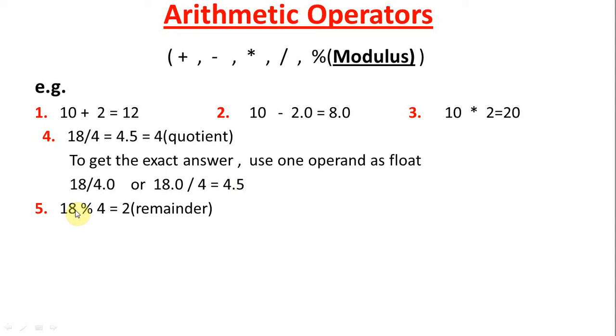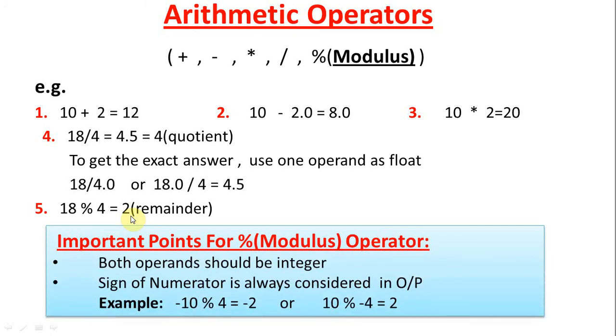Similarly, in the next example, I am going to show the modulus operator. The modulus operator gives you the remainder after division. For example, 18 modulus 4. If I divide 18 by 4, I am going to get the remainder as 2. Now there are two important points for the modulus operator. The first one is both operands should be integers, that means they should be of int data type. Now, the sign of the numerator is always considered in the operation.